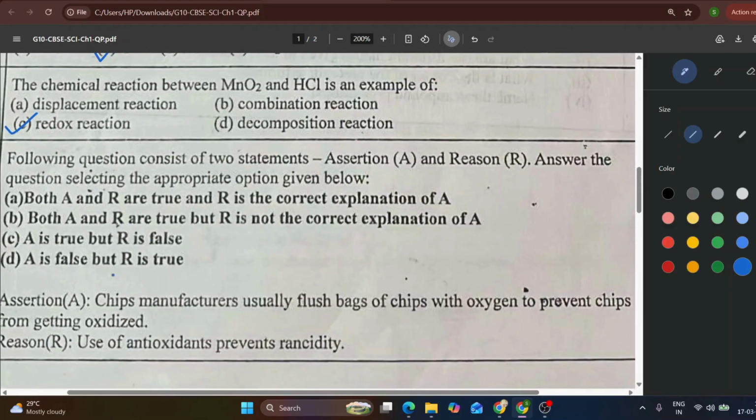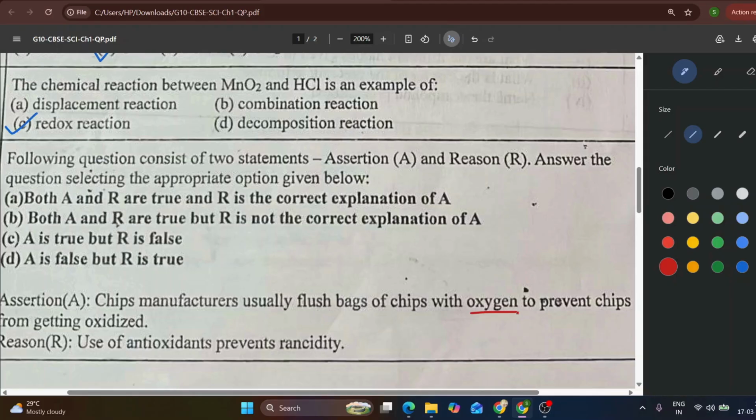Now coming to assertion and reason. Very important to note the points. Chips manufacturers usually flush bags of chips with oxygen. See, children, whenever you read a question, you have to go for the key word in the question. Here they are telling you that for a package of chips, they flush it with oxygen to prevent oxidation. So is it correct or wrong? Obviously, it is wrong.